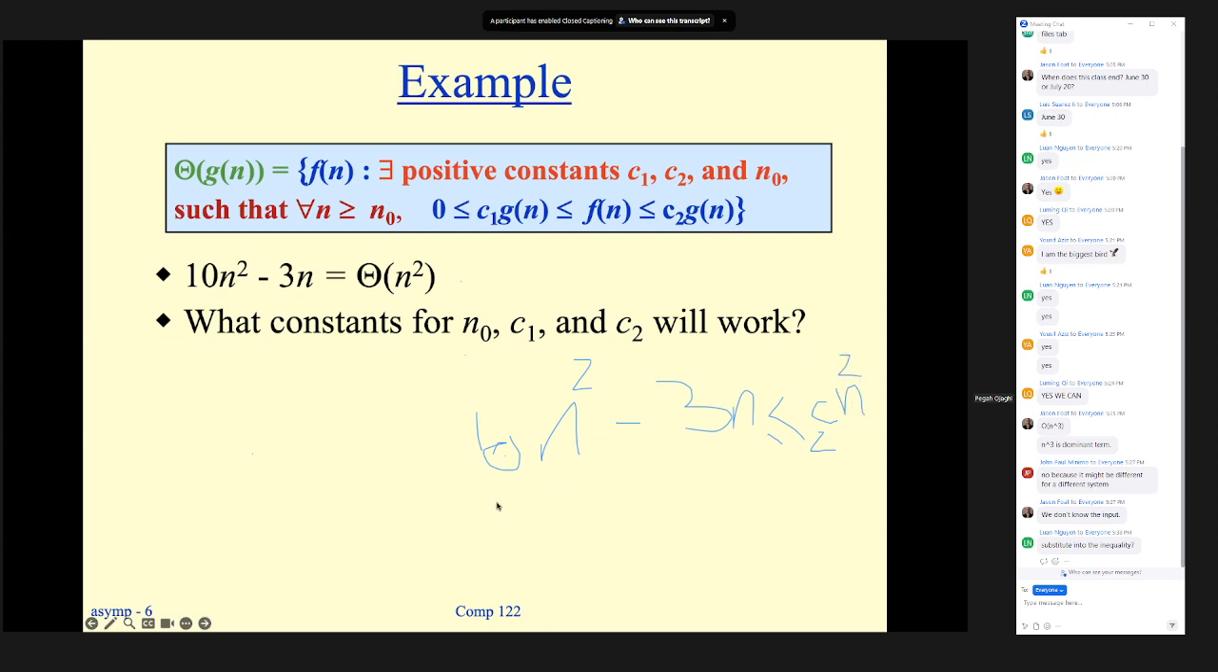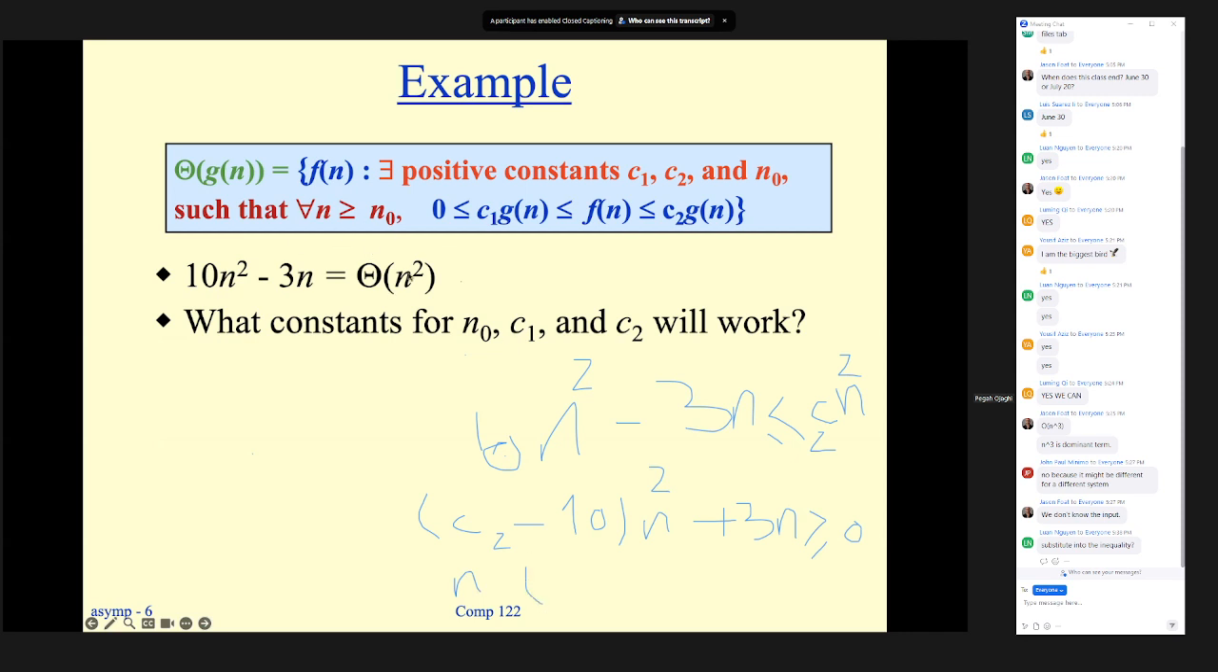Okay. So what's going to happen? If I move this one, for example, it's going to be C2 minus 10, n squared. Does it make sense? I just bring everything onto another side, as you can see. Just bring 10 to this side, it becomes C2 minus 10, and it's going to be plus 3n greater than 0. Does it make sense?